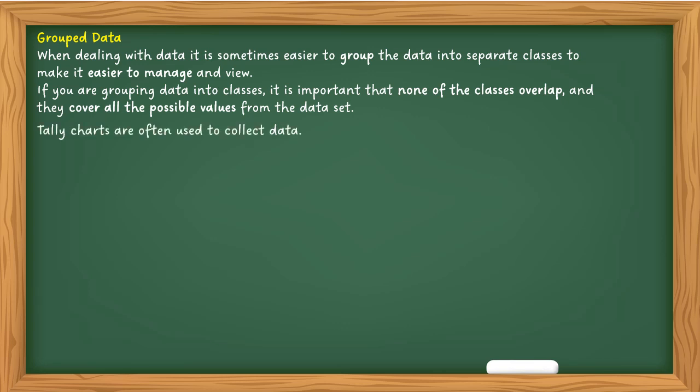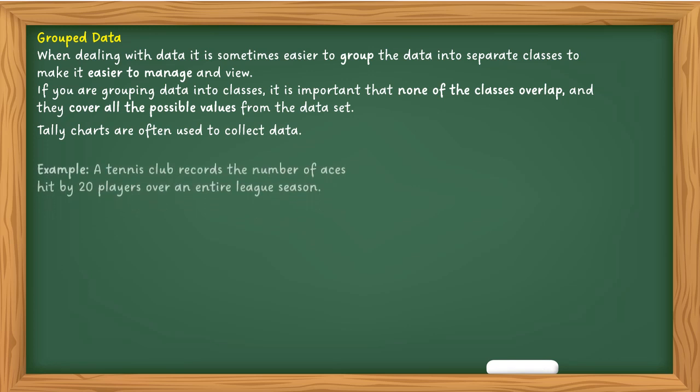Now, a tally chart is your starting point when collecting data. Imagine you have to collect a survey and you have to stand and get information that you collect yourself. This is called primary data. Now, if you get your information from somewhere else, like a website, that's called secondary data. Okay, so let's show you how we use that.